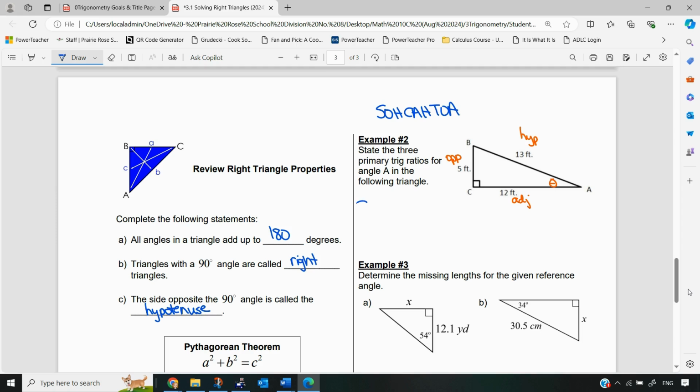So for sine, we have sine of the angle, and in this case we're talking about angle A, so sine of A is opposite over hypotenuse, so that would be 5 over 13. Cosine of A is adjacent over hypotenuse, so that's going to be 12 over 13. And then tangent of A is going to be opposite over adjacent, which is 5 over 12. So these are our primary trig ratios. They're showing what the relationship is. We can use that information to actually find what that angle is.